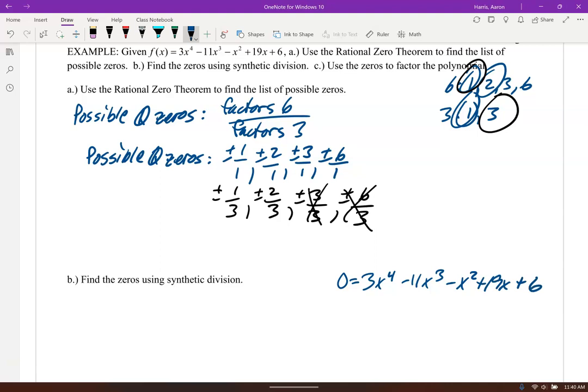So we can start out with -1, then we'll go to +1 if that doesn't work, and so on. But let's see what happens. Actually, you know what? Let me do +1, and then I'll go to -1. Let's try +1. So 3, -11, -1, 19, and 6.